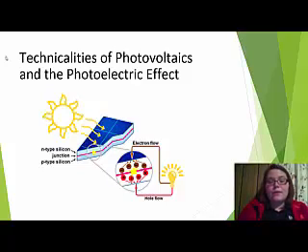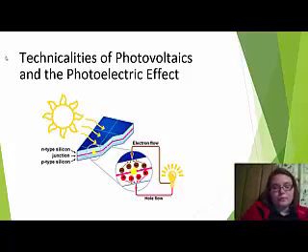Multiple cells are placed together to create a panel, and these panels can be designed to supply electricity at a specific voltage. The current, however, is simply dependent on the amount of sunlight that strikes the panel.